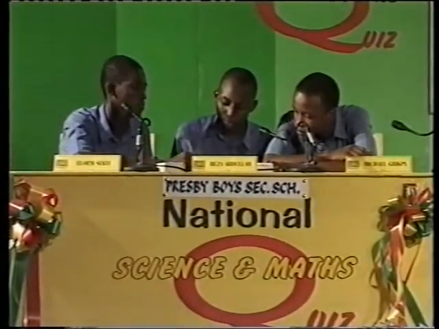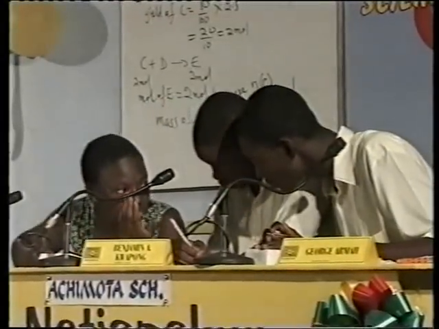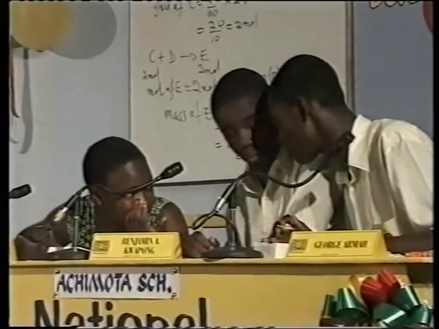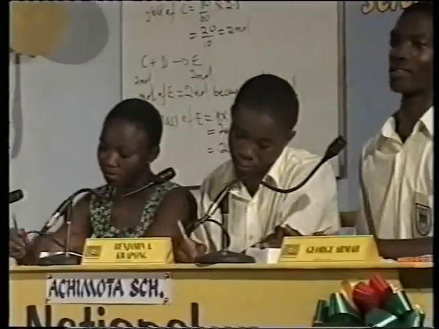Presec, impedance and resistance have the same units in electrical circuits. It's true. That is correct. Achimota School, the acid functional group in soapless detergent is different from the acid functional group in soapy detergent. Benjamin. It's true. That is correct.